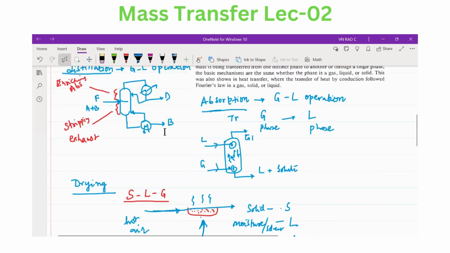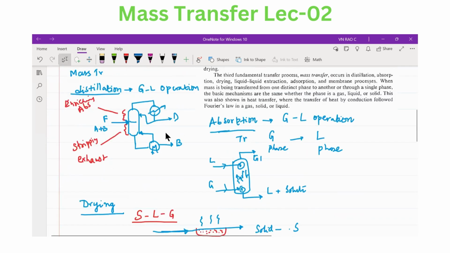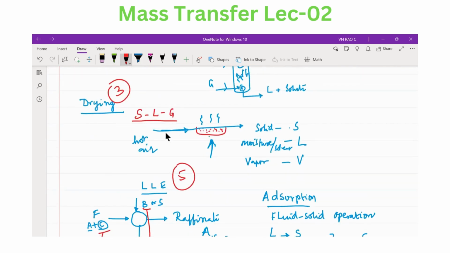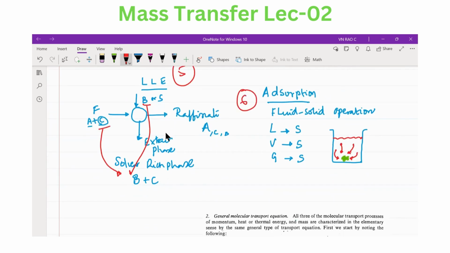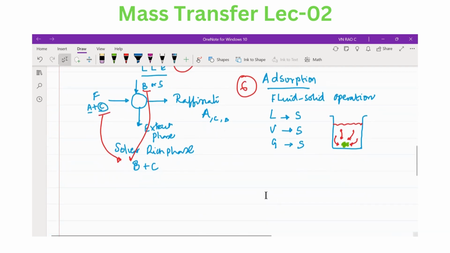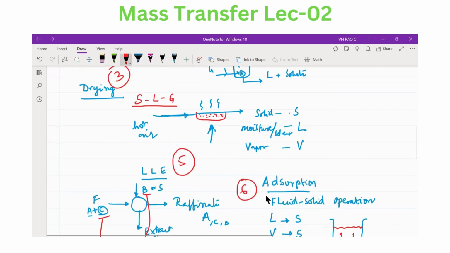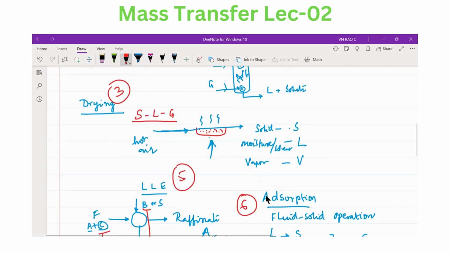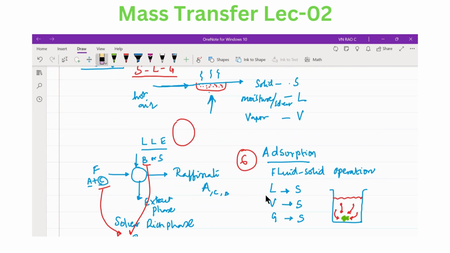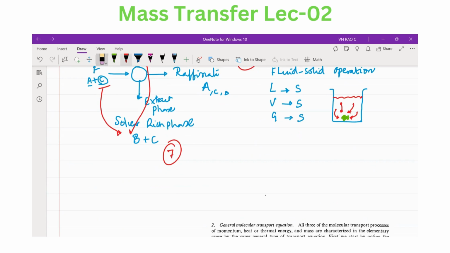Now, the first one is distillation, the second is absorption, the third is drying, the fourth is liquid extraction, the fifth is adsorption. The opposite of adsorption is leaching. We'll see that also in the next class. Sorry, let me recount: this is the fourth one, and this is the fifth one. Now we are at the sixth.